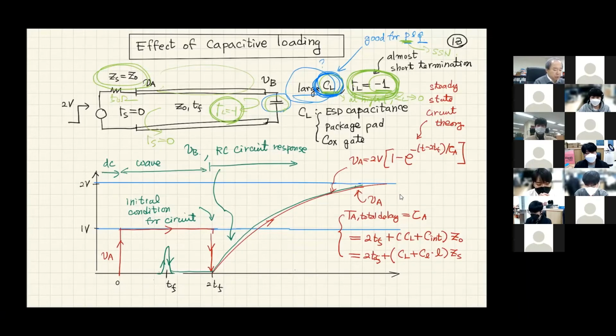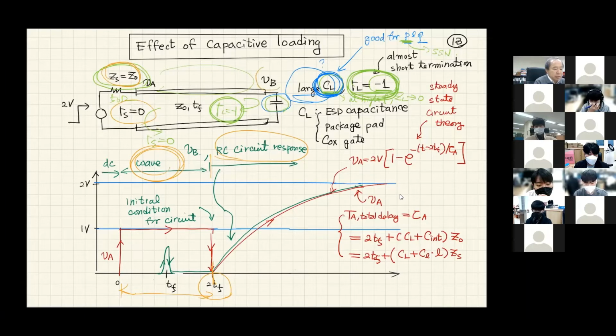From 0 to 2TF, the wave behavior will be dominant. But after twice the time of flight, the RC circuit response will be dominant. Who is controlling 2TF? The source impedance is controlling 2TF. Because the source impedance reflection coefficient is 0, after the round trip, we are not going to have any more reflections.